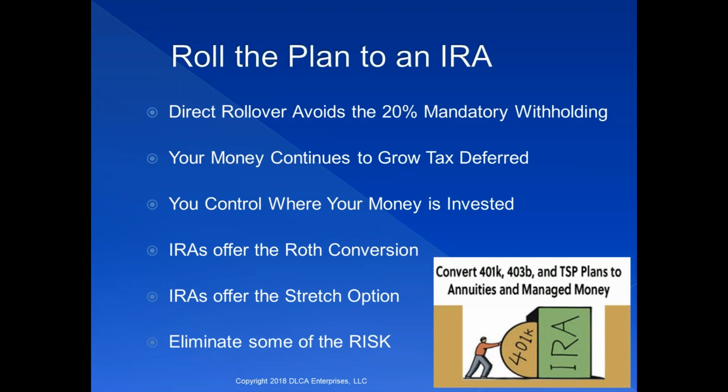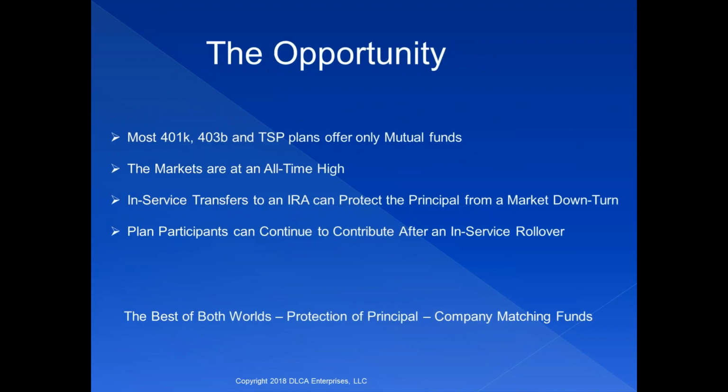IRAs offer the Roth conversion. IRAs offer the stretch option. And for those of you that are selling safe money solutions, you can eliminate some, and in some cases, all of the risk. So I highly recommend converting those 401ks, 403bs, TSP plans to either annuities or managed money or life insurance. So here's the opportunity.